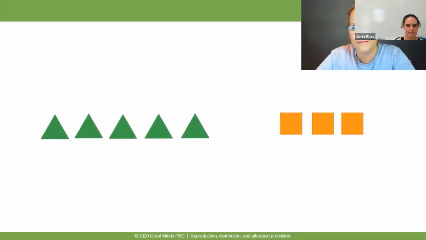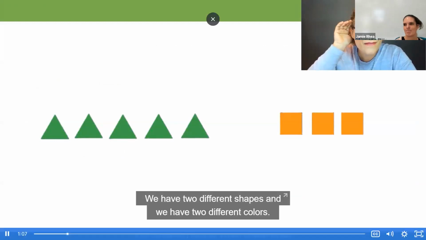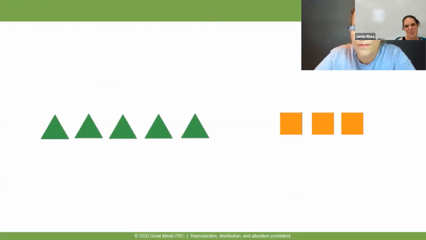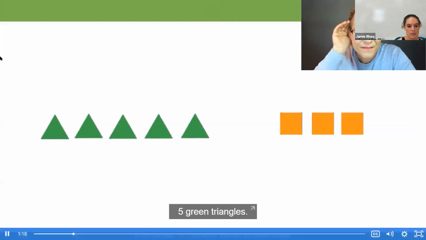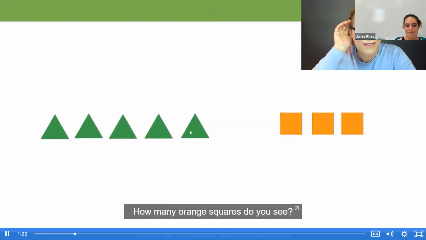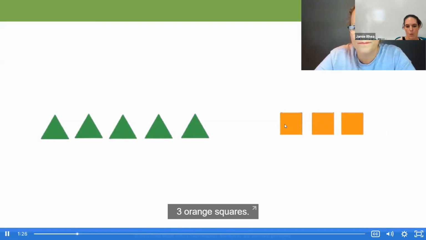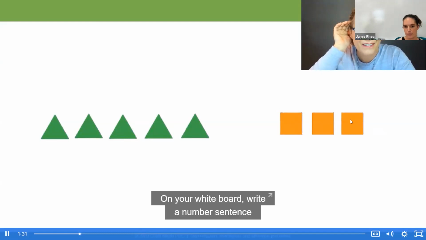What do you notice? I noticed triangles and squares. And we have 2 different colors. How many green triangles do you see? Let's count them. 1, 2, 3, 4, 5 green triangles. How many orange squares do you see? 1, 2, 3. 3 orange squares.